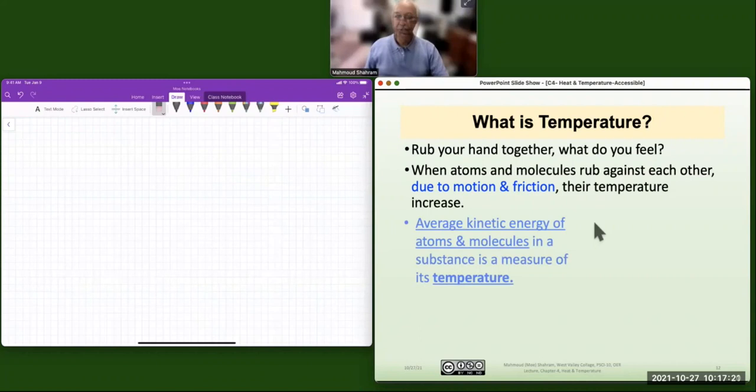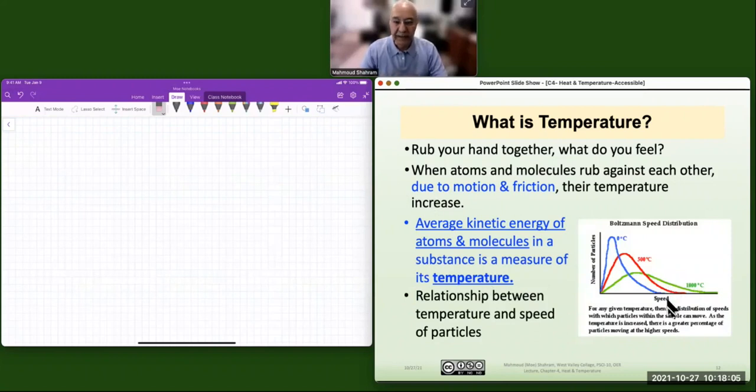So when you're looking at temperature, you're basically talking about the average kinetic energy of atoms and molecules in a given substance. How fast they move or how slowly they move is what the temperature actually indicates for that substance. So the average kinetic energy of atoms and molecules in a substance is a measure of temperature. If they move faster and faster as you increase their speed, their temperature goes higher and higher. And if they're moving slower, the temperature reduces.